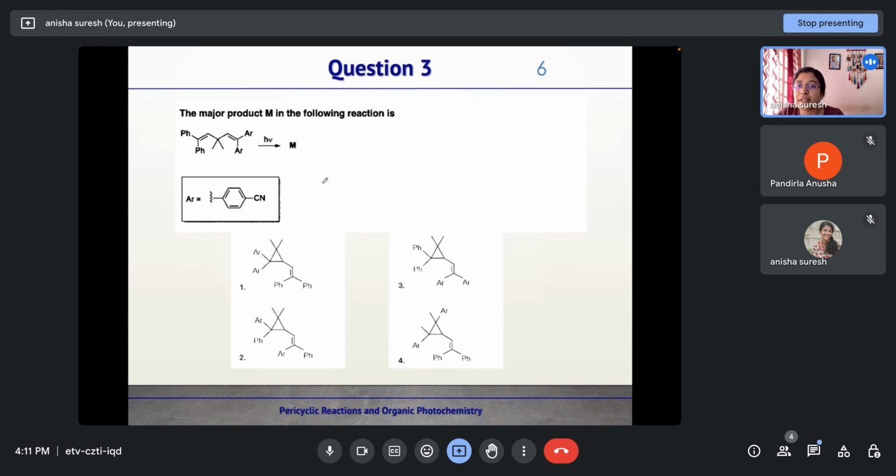Now coming to question number 3. The major product M in the following reaction is. So what is the reaction that is taking place here? It's a name reaction.